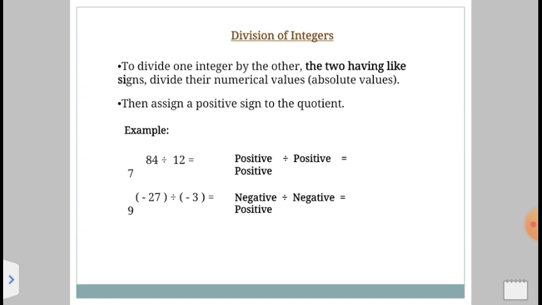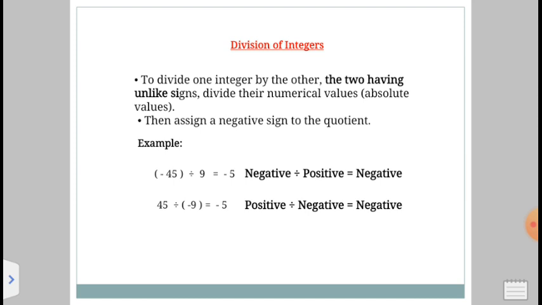Similarly, minus 27 divided by minus 3. Here 27 and 3 are both negative integers. Minus 27 divided by minus 3. So minus minus gets cancelled. So therefore the result is a positive integer. Minus 27 divided by minus 3 is plus 9. So two negative integers when divided give a positive result.